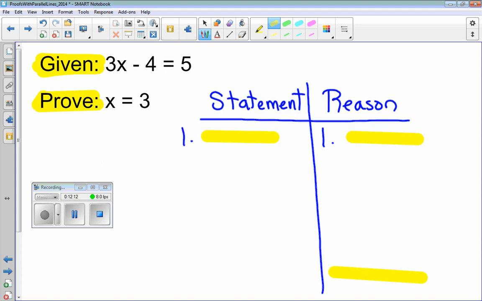The first statement is always, always, always what's given to you. So in this case, it's 3x minus 4 is equal to 5. Sometimes it'll be 2 lines are parallel. Sometimes you'll be given that angle 1 is congruent to angle 2. You'll be given a variety of things. Whatever follows that word given always goes there. If you look at your reason sheet, what's the number 1 reason you see on your reason sheet that you copy down? Given. So what do you think the reason's going to be for number 1? Given. It was given to us.